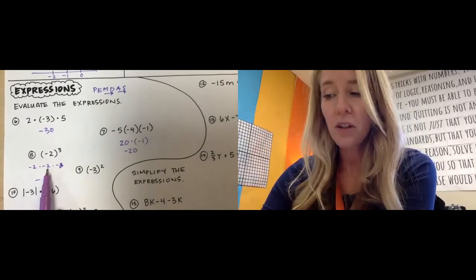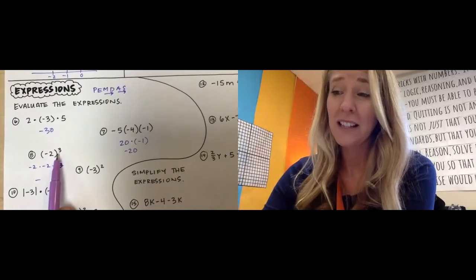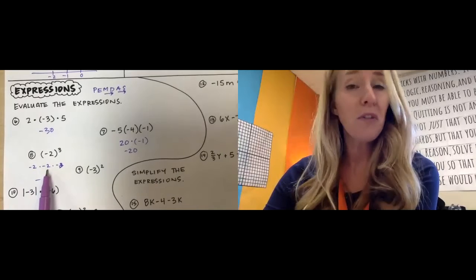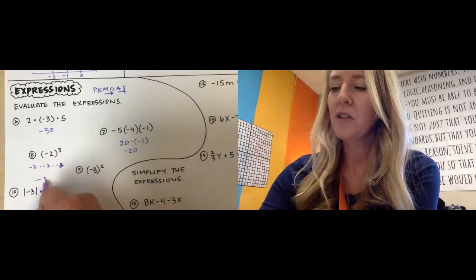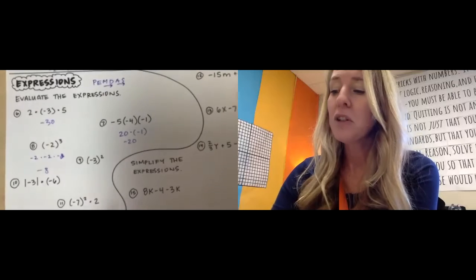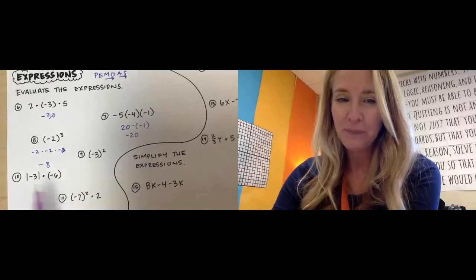And 2 times 2 times 2 is not 6. It's so tempting for us to want to think it's 6. 2 times 3 is not the right answer. 2 times 2 is 4. Times 2 is 8. So your final answer on that one would be -8. And then you can do the other ones. Watch out, because this one has an absolute value in it.